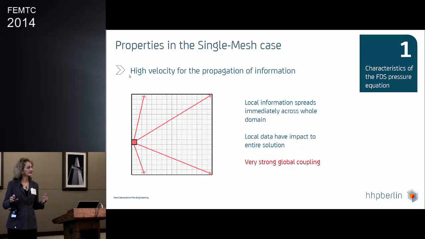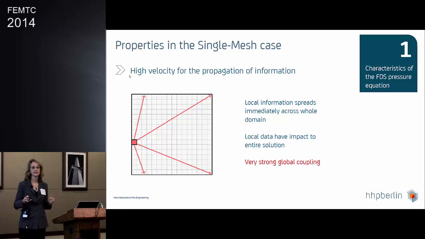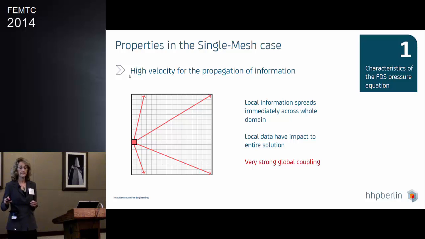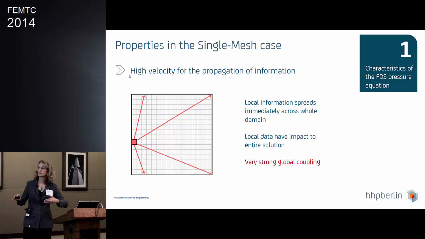Elliptic equations possess a very high velocity for the propagation of information. And this means that if you have new local information somewhere in the domain, let's say a new inflow condition, then this data spreads immediately across the whole domain. So local data have impact on the whole solution. All in all, you have a very strong global coupling.